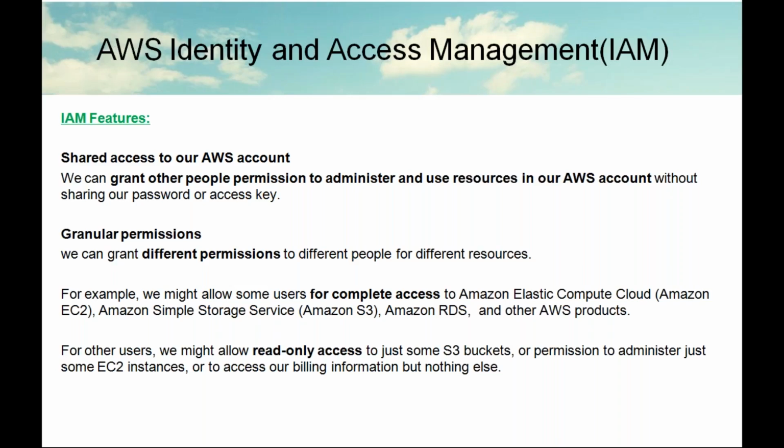For example, we might allow some users complete access to Amazon Elastic Compute Cloud, Amazon S3, Amazon RDS, and other AWS products. For other users, we might allow read-only access. So you can go to the S3 buckets and see which objects are copied into them, but you cannot administer anything; you only have read-only permissions. But you can administer EC2 instances, like that. I can give different permissions to different users in IAM.